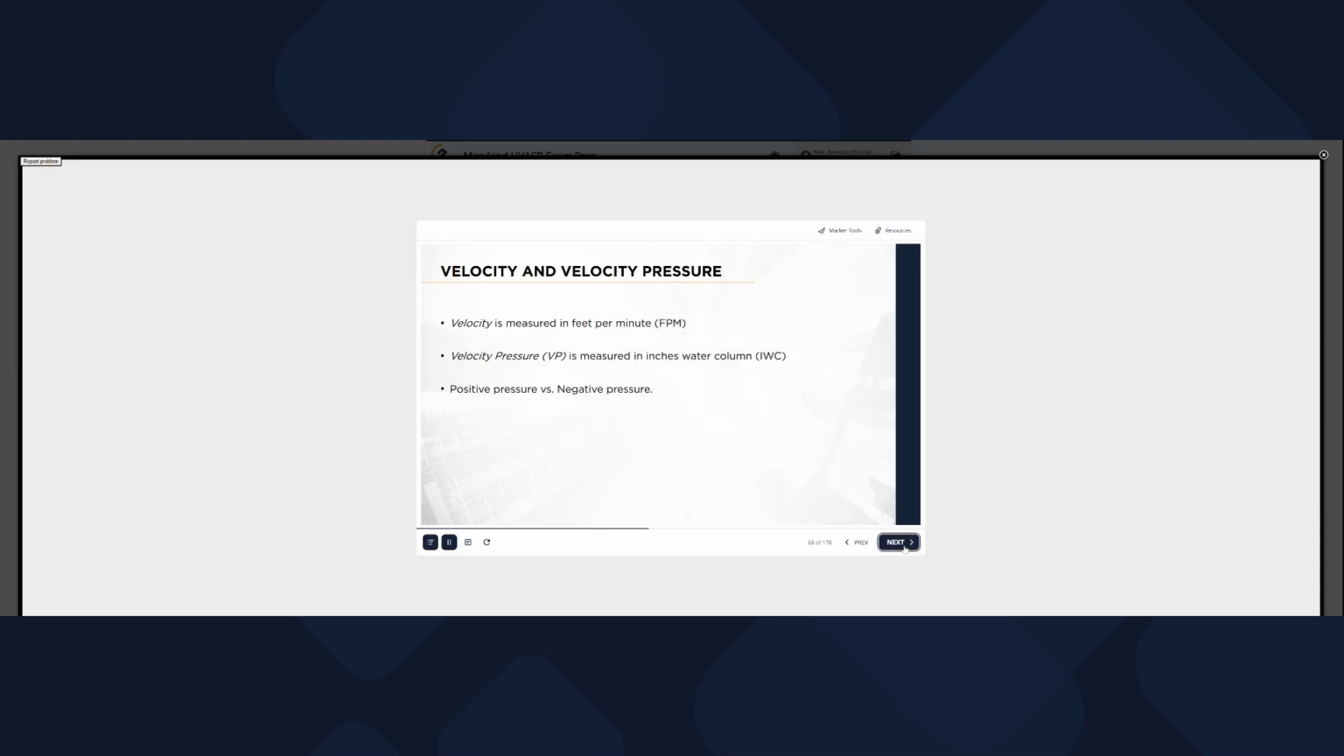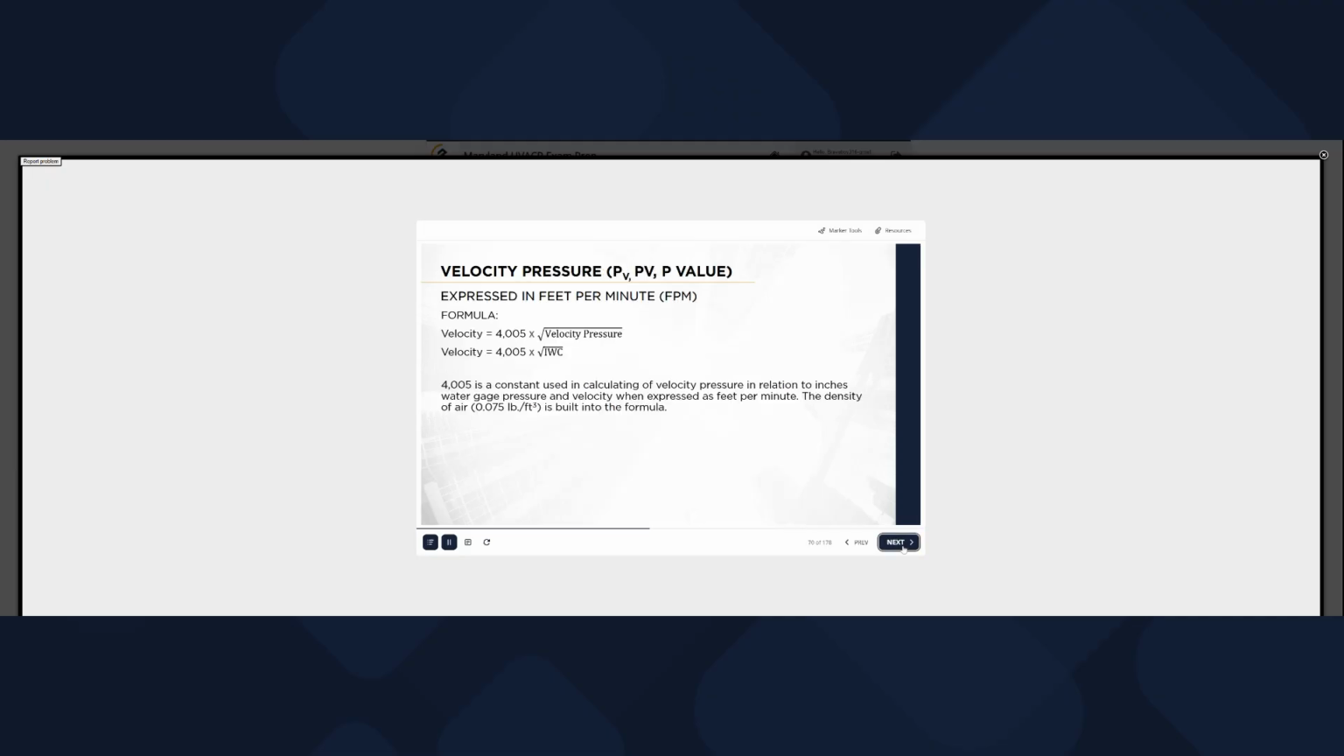Velocity and velocity pressure. Velocity is measured in feet per minute, while velocity pressure is measured in inches water column. Positive pressure pushes air. Negative pressure draws air. Velocity pressure, also called pressure velocity or PV, is expressed in inches water column. The formula for velocity is 4005 multiplied by the square root of the velocity pressure.